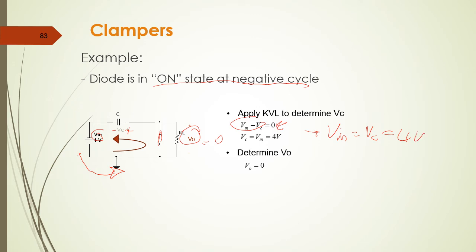Next, you determine V naught. V naught, the output voltage, is equal to 0. So that means we have V in equals to 4, the output voltage is equal to 0. This is for the on state.